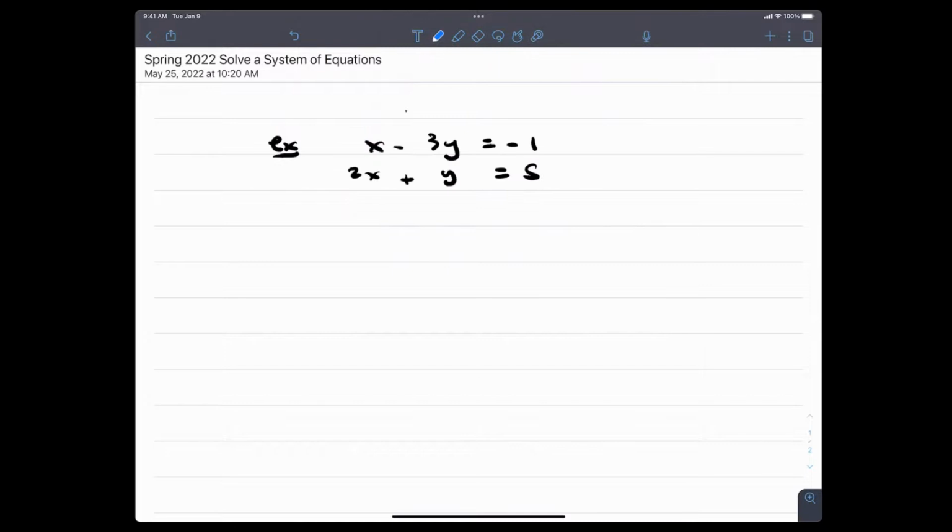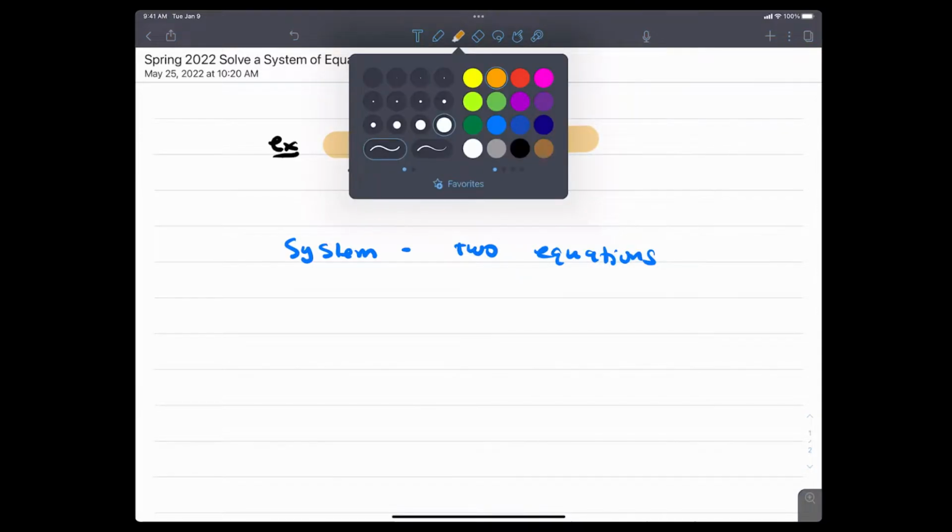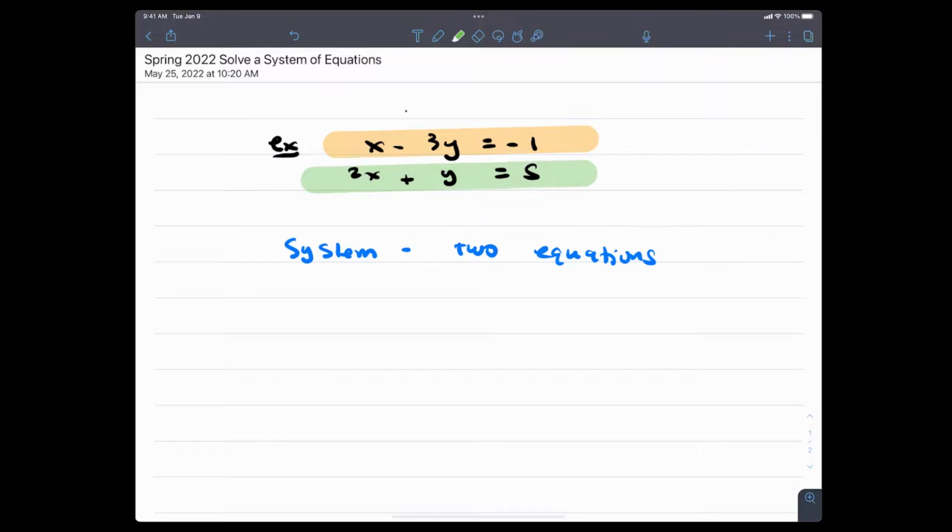Why do we call it a system? Well, there's a few reasons. Because there's really here two equations. You guys agree with that? What are the equations? Here's my first equation. Here's my second equation. So first of all, a system is defined to be two equations. And then you also have how many unknowns, by the way? How many variables? So you have two equations and two unknowns.